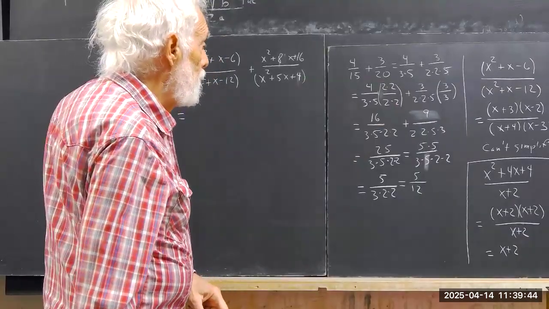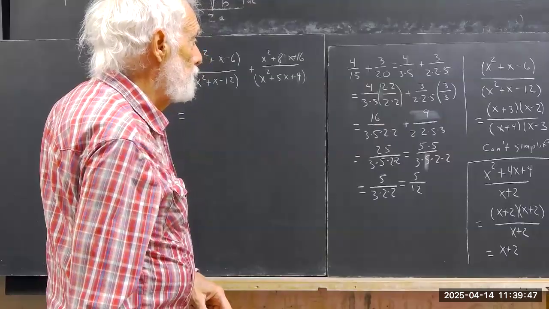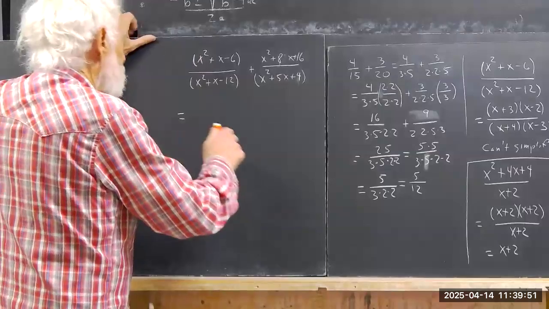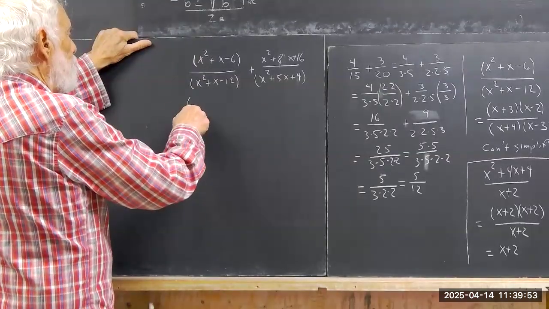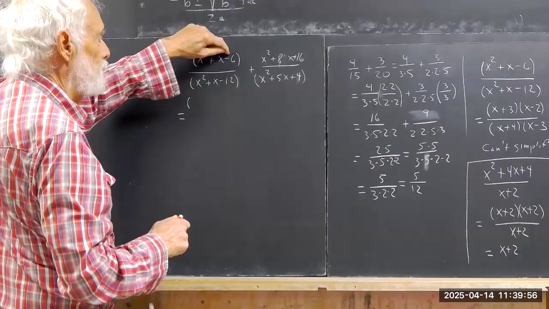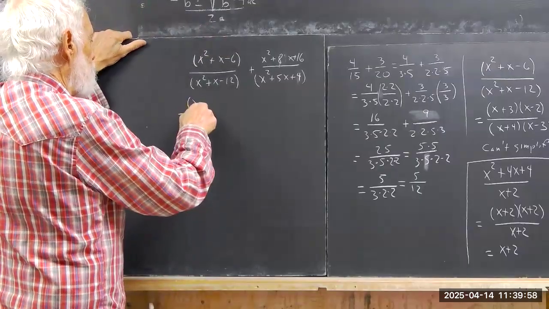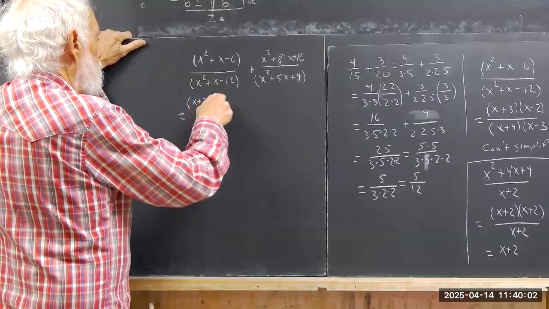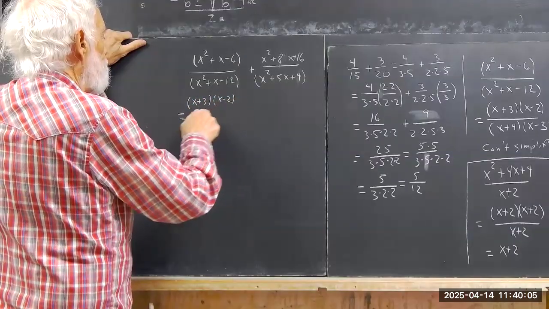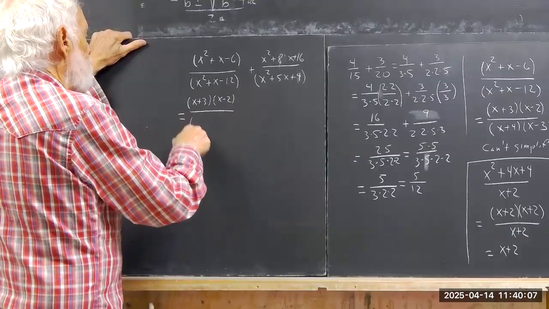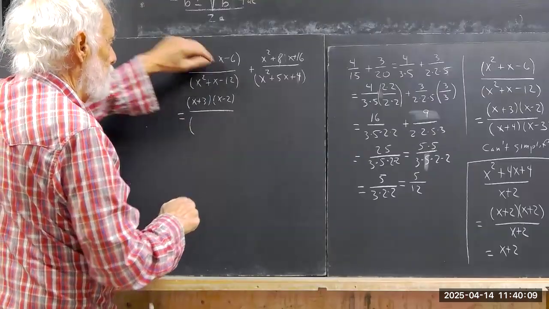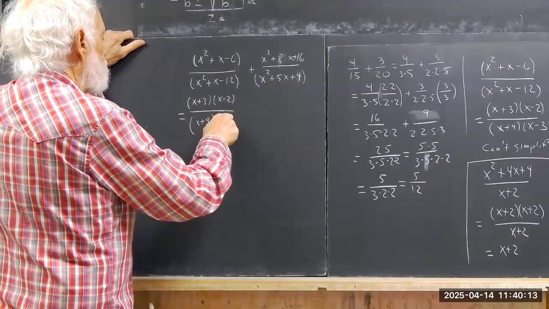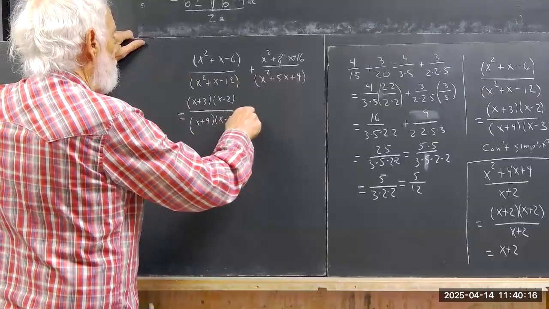Okay. Turns out, well, in this case, I am going to factor the numerators. X squared plus x minus 6 is the numerator of the first fraction, and that factors into x plus 3 times x minus 2. The denominator is x squared plus x minus 12. It factors into x plus 4 times x minus 3.